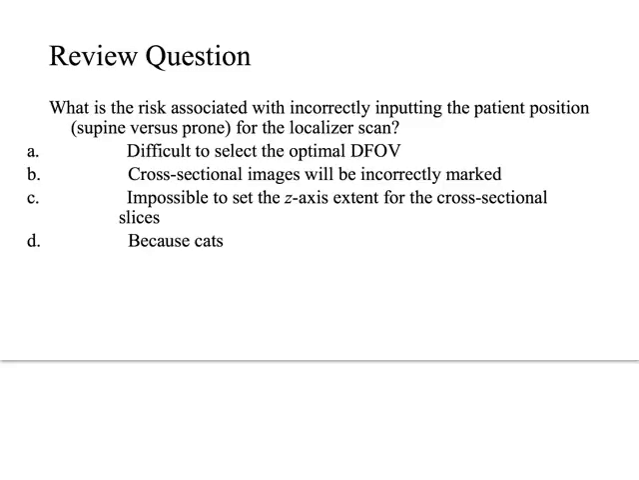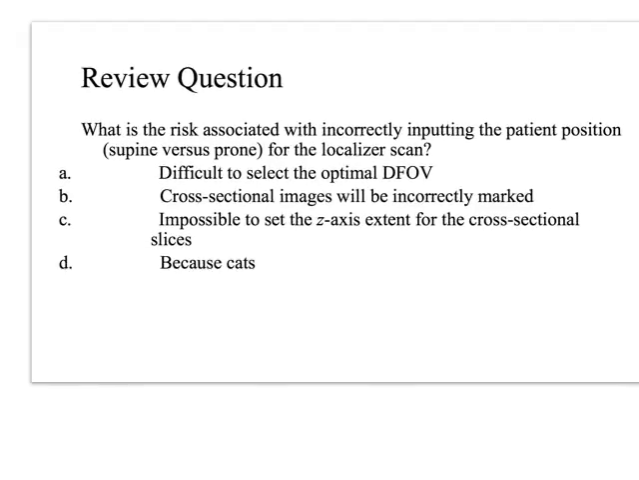So here's a review question. Let me move this around. What is the risk associated with incorrectly inputting patient position, supine versus prone, for a localizer scan? I think my favorite answer is because cats.